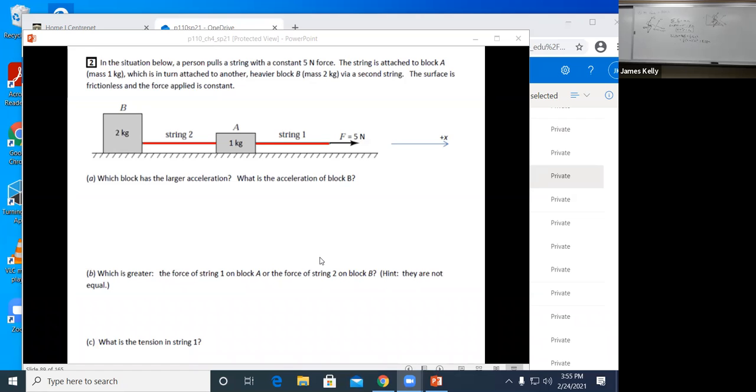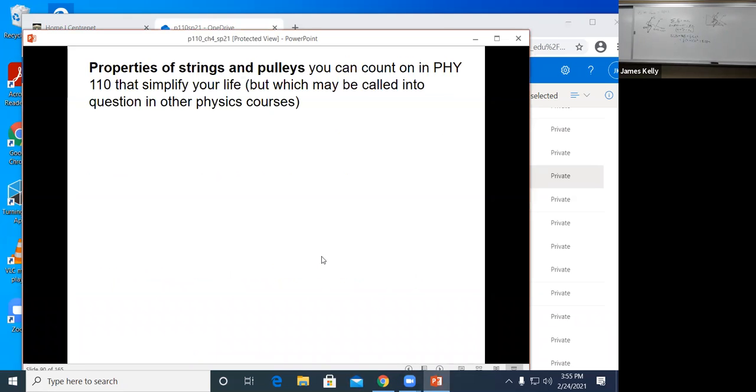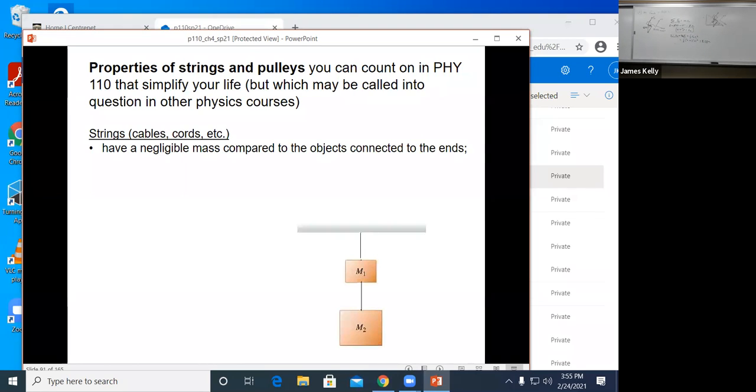Before I answer that, the other complication here is that there are strings, and we need to know a little bit about how to think about strings. So let's talk about the general properties of strings that we're always going to count on in physics 110. They may not hold true in more complicated situations. So we're always going to count on these things that can simplify your life a lot in physics 110. But they could be called into question in more complicated contexts.